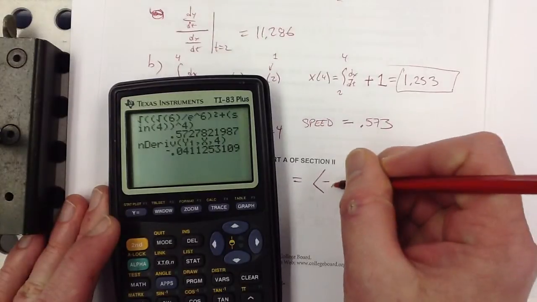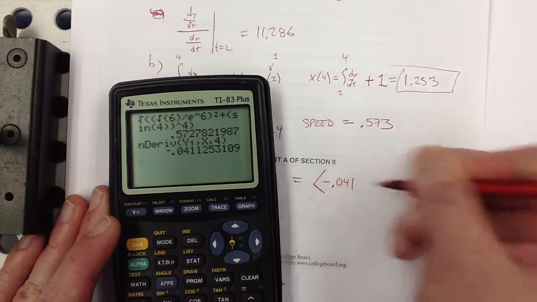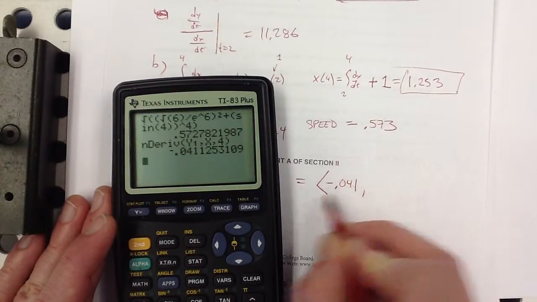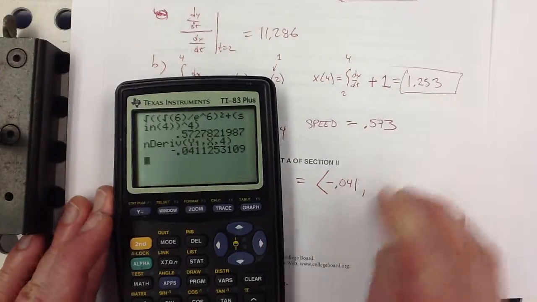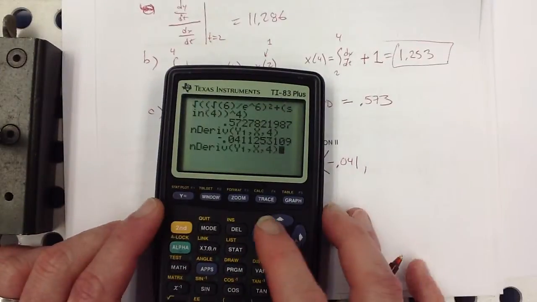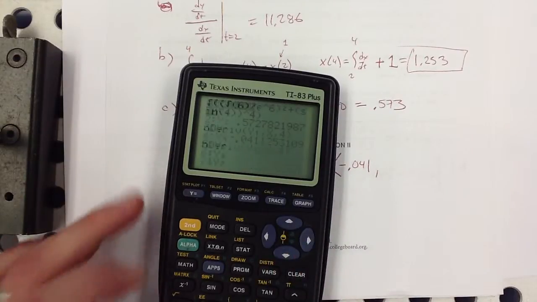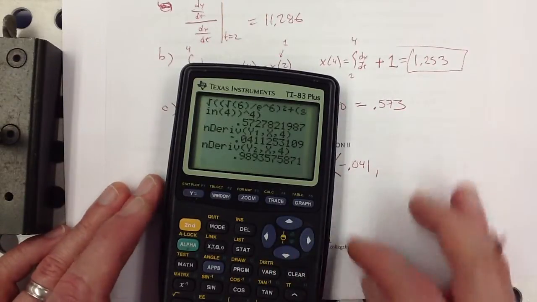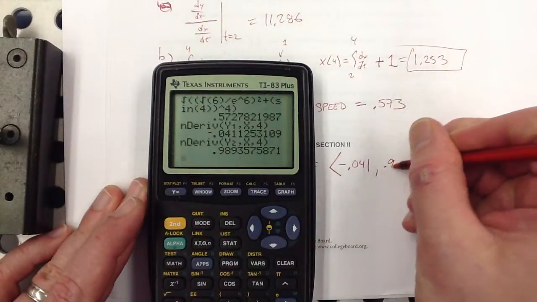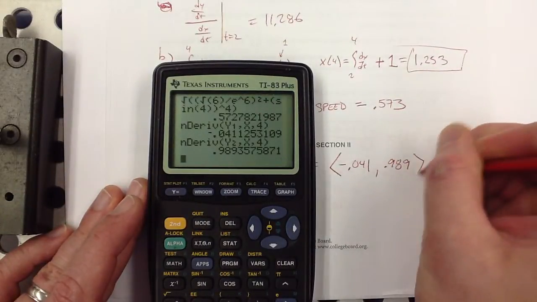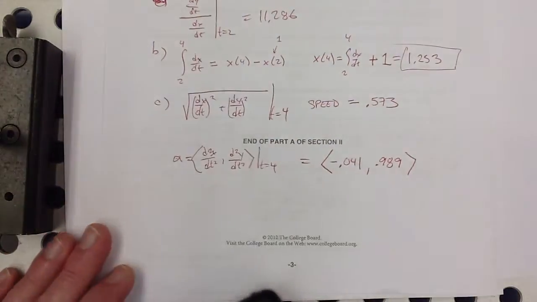That's negative 0.041. Notice I'm doing 3 decimals, not 3 significant figures, 3 decimal places. And then I want to do the same thing again, except this time I want to do it with y2. That's 0.989. There's the acceleration vector.